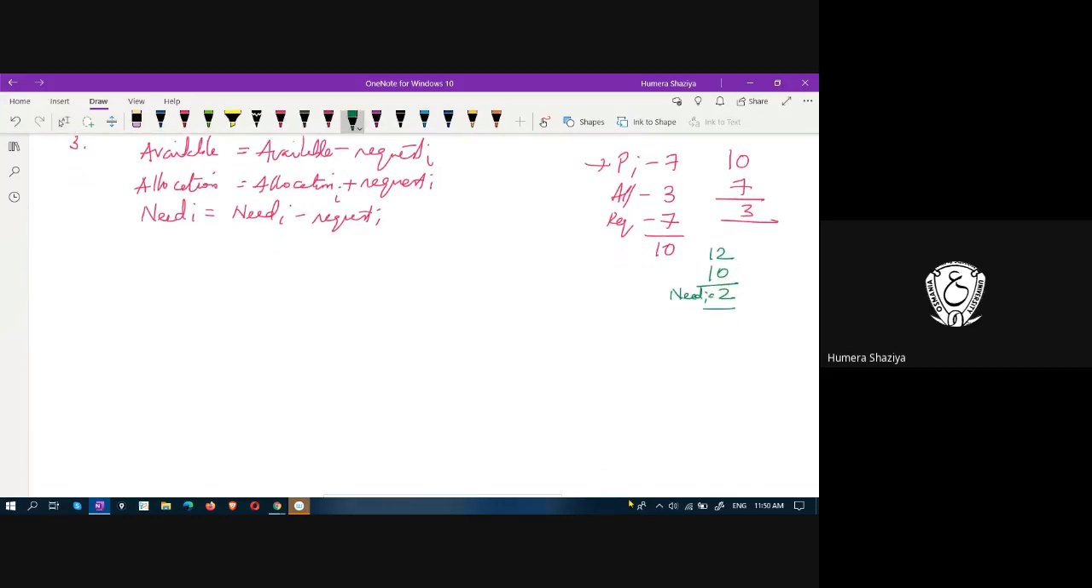After a request is allocated, safety algorithm is executed. What is the need of executing safety algorithm? To ensure that this allocation, whatever has been done, does not lead to a deadlock situation. What are the steps in safety algorithm? In safety algorithm, there are 4 steps. The first step is 2 vectors are initialized.